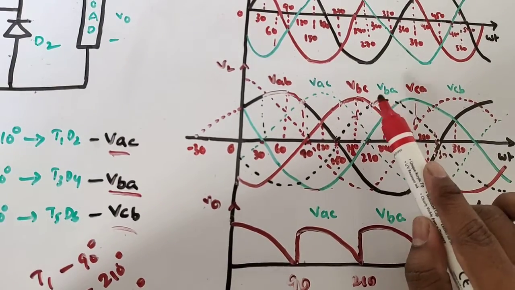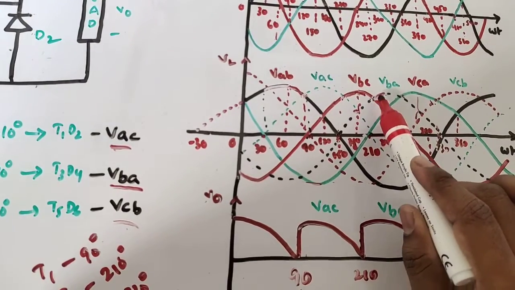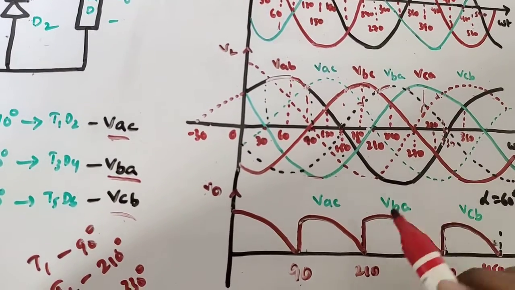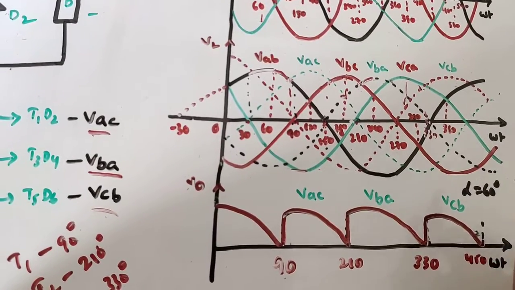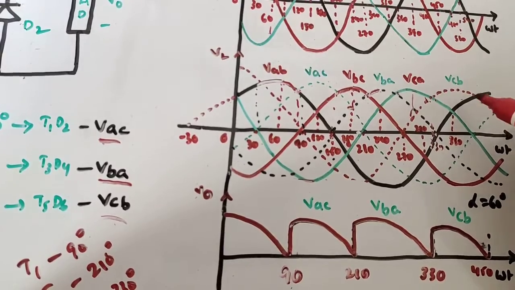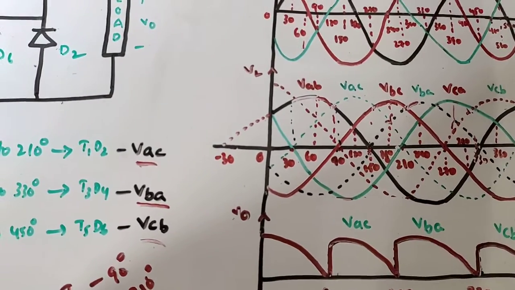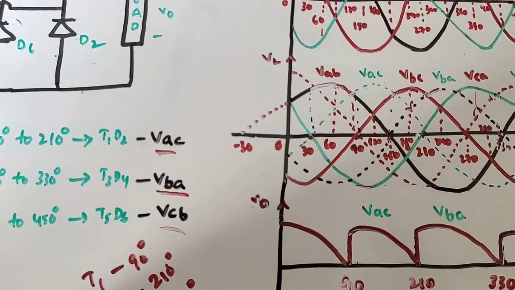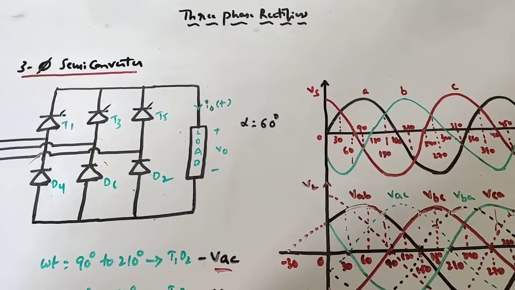So what is going to happen from 210? VBA, this is the dotted portion you are going to get. That is what I have drawn here. And from 330 to 450, the same analysis. So this is VCB, going up to 450. That is what I have written. In this way you have to analyze, a simple analysis for alpha equal to 60 degrees.